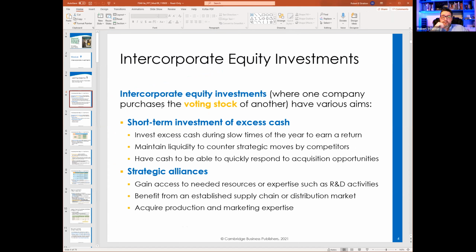Lots of different reasons. Sometimes companies have lots of cash. I mean, tech companies tend to have tons of cash. And what are they going to do with that cash? Well, sometimes they pay it out in dividends, but most of the time, especially with a tech company, they don't want to pay out dividends. They want to grow. So they do stuff with their cash, like put it into short-term investments, buy stocks, buy bonds, buy other securities, so that cash is not just sitting there, it's earning interest or increasing in value in some way. So short-term investment of excess cash is a common reason why a company would buy these intercorporate investments. Another big one is strategic alliances.